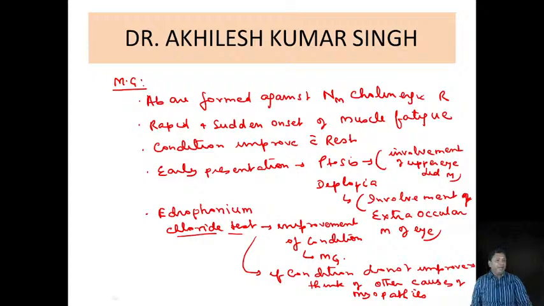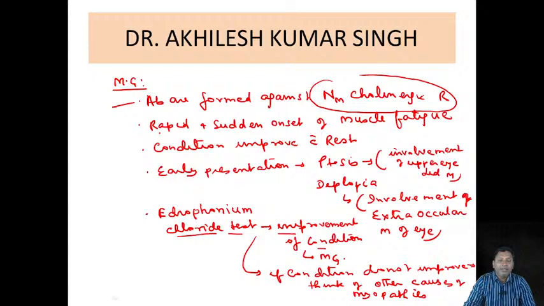So in myasthenia gravis, what will happen in the edrophonium chloride test? It will be the improvement of the condition here. So remember, antibodies are formed against the receptor here. Remember the rapid, sudden onset of muscle fatigue. Remember the condition improves with rest, and the early presentation is ptosis and diplopia. And remember the edrophonium test for myasthenia gravis.